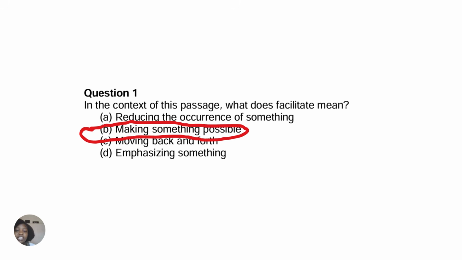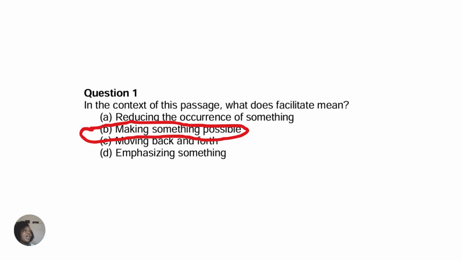And the right answer is option B, making something possible. And if you guys remember from the passage, it says enzymes facilitate chemical reactions. And by facilitating chemical reactions, I know that you definitely studied biology if you were applying for this scholarship. And I know that you remember the role of enzymes because they act as catalysts to make a reaction happen.